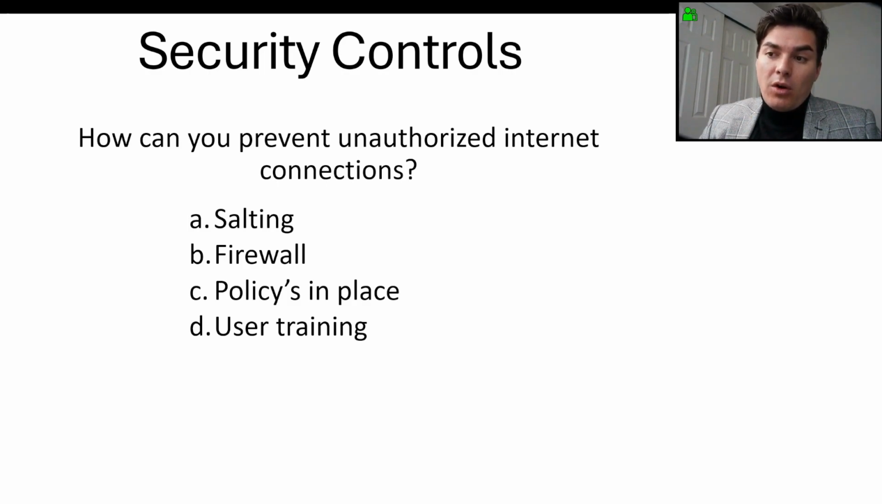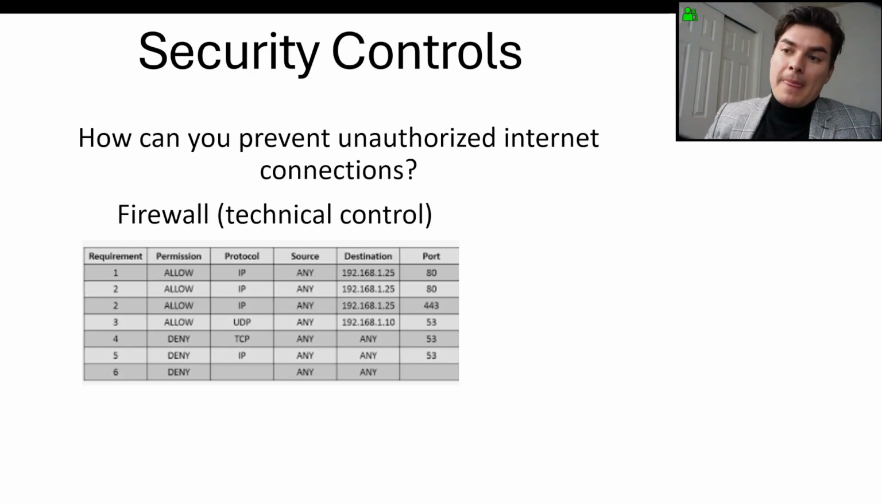Now, with the firewall, that is the best option here because that's going to prevent unauthorized internet connections. And we'll take a look at that here in a moment. Now, policies in place doesn't work and user training does not work. So here's an example firewall where it has the first set of the rules.